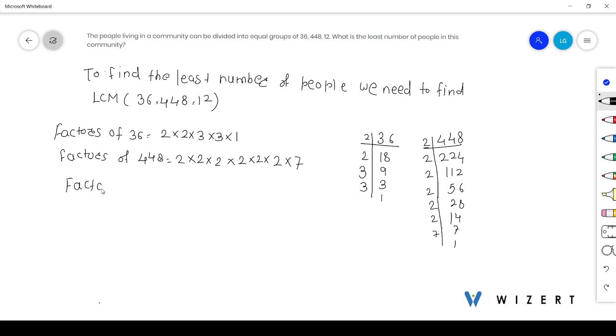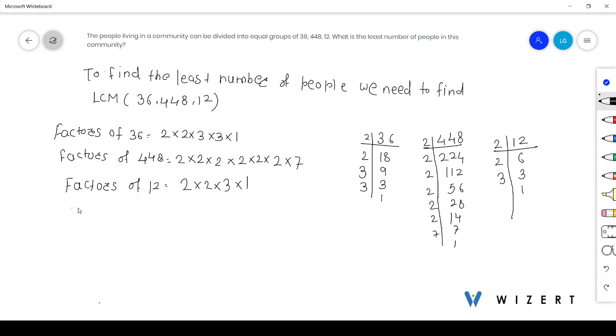Then, factors of 12. Now, the factors of 12 are 12 divided by 2 is 6. 6 divided by 2 is 3. 3 divided by 3 is 1. So, the factors of 12 are 2 into 2 into 3 into 1.